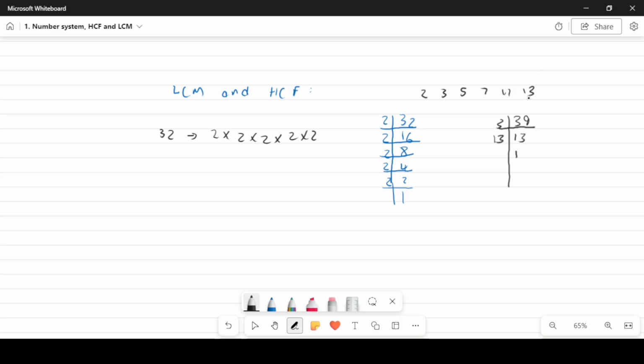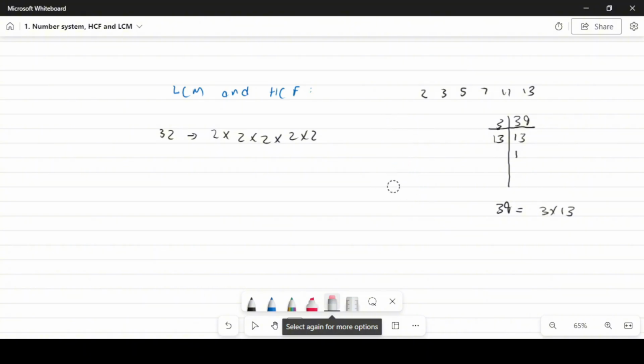But you need to remember that 13 is a prime number, and you know how to test for a prime number. We discussed that in the first video on prime numbers. So 13 divided by 13 is 1, and therefore we can say that 39 in its prime factorized form is 3 times 13. Obviously this process is simplified when you use the calculator, but if you do not have access to a calculator, this is the way you would do it, using the ladder method.